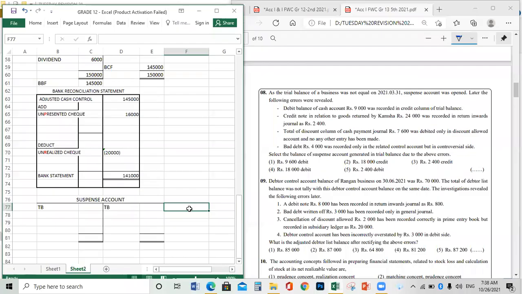Okay. Now let's see. Now see, guys, they say the debit balance of the cash account, 9,000, was recorded in the credit column of the trial balance. My question for y'all is, is the cash account correct or wrong? Due to this error, is the cash account correct or wrong? Quickly answer me. What do you think? I want everyone's reply.